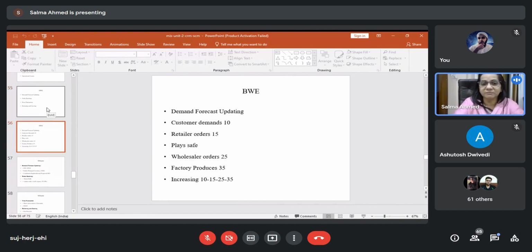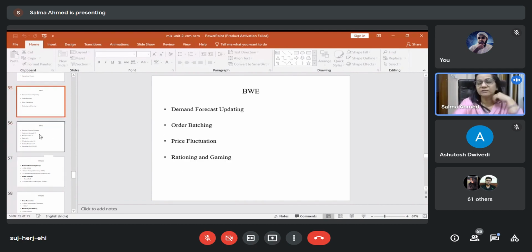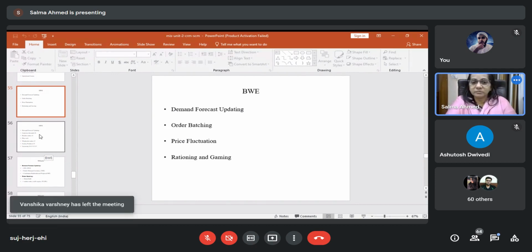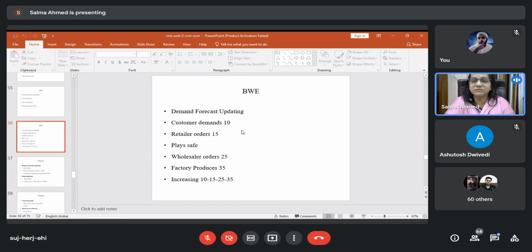Now let's take this example of demand forecast updating, which I think has already been taken up in many ways by my scholar Sundars, and beyond that, also by me just now. What is demand forecast updating? It is something like this: the customer has a demand of 10 and he places an order of 10 to the retailer. When the retailer places an order to the stockist, the wholesaler, he plays safe and places an order of 25.